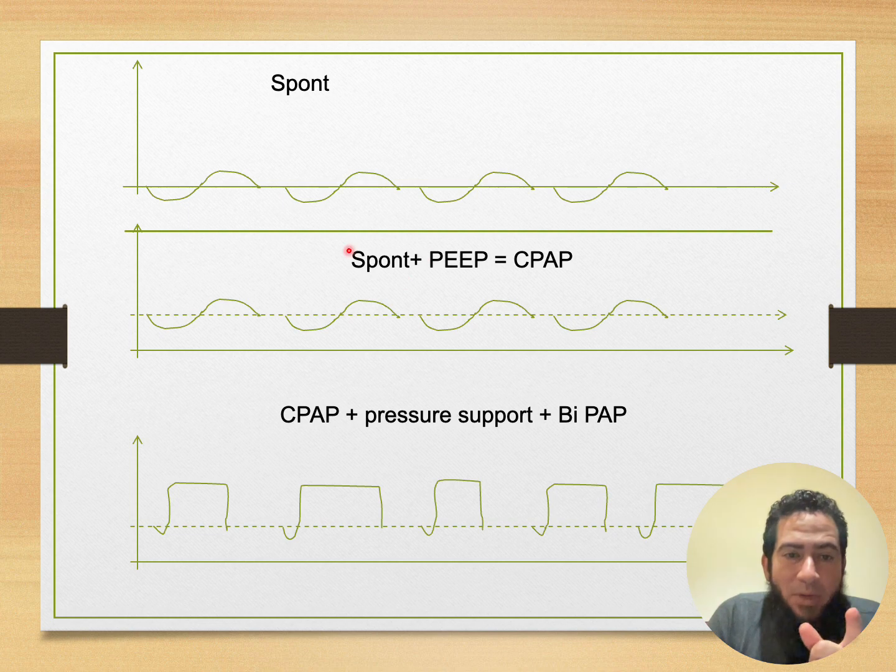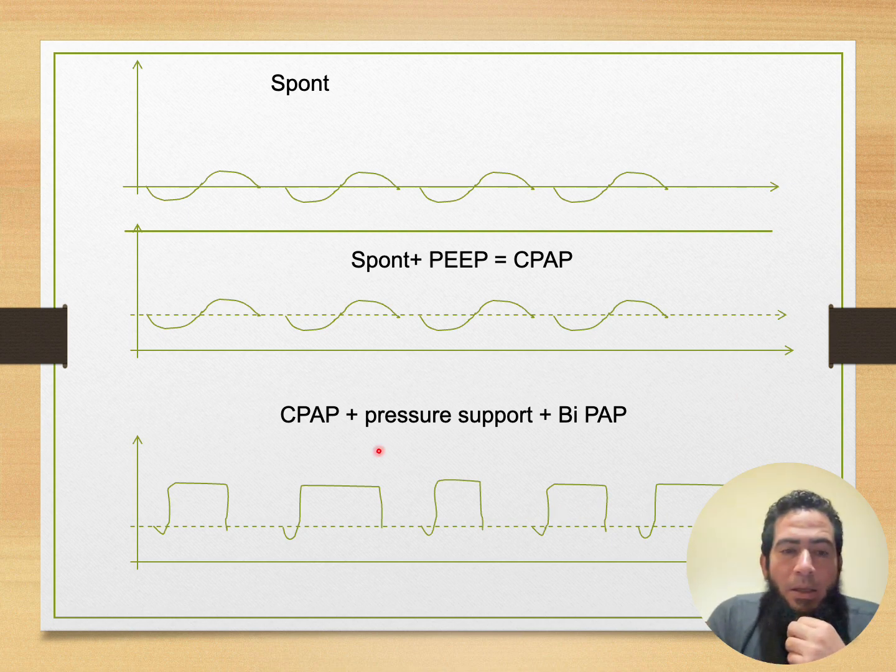So if we add spontaneous breathing to PEEP, that's CPAP. So CPAP is spontaneous breathing plus PEEP. This is spontaneous breathing, and this is spontaneous breathing plus PEEP, so that's the CPAP. It's just the oscillation, exactly the same as any spontaneous breathing, but it's not around 0, it's around 5. So keeping a minimum pressure of 5, for example, inside your alveoli at all times prevents lung collapse in ventilated patients.